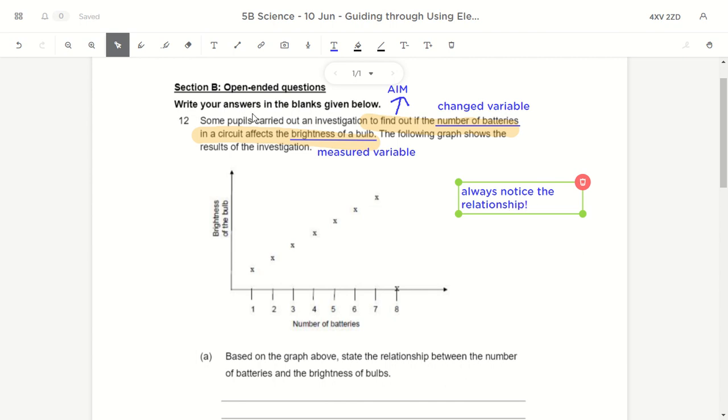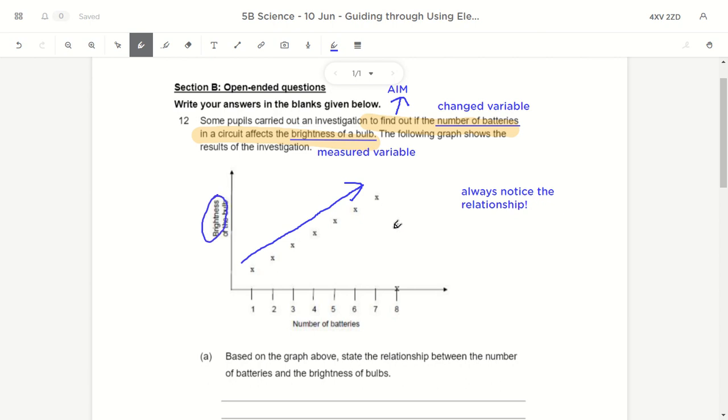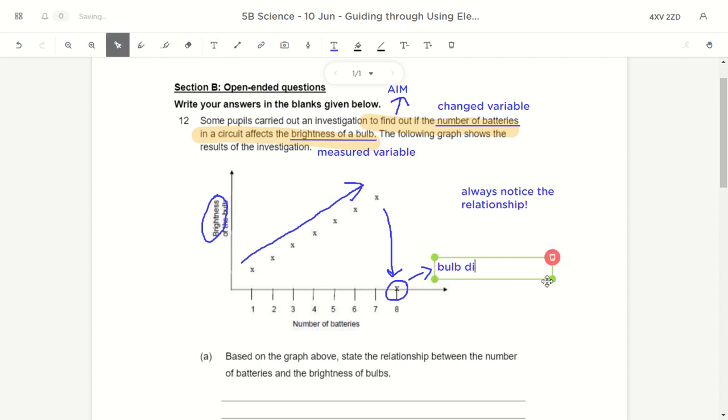If you look at this carefully, you realize that as I increase the number of batteries, the brightness of the bulb increases. However, when I increase to more than 7, it drops to 0. And what does this mean? If I use 8 batteries, nothing. This means that the bulb did not light up. And this is a very critical point later when we explain the experiment, because it's right there on the line at 0, so the bulb did not light up.